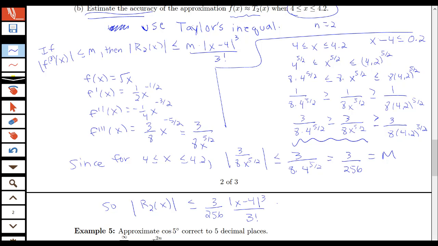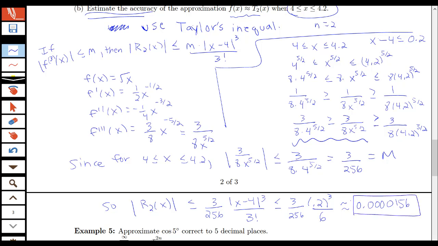Okay, so we can say that our bound here is less than or equal to 3 over 256 times 0.2 cubed. If x is less than 4.2, x minus 4 is less than 0.2, so x minus 4 cubed is less than 0.2 cubed. And this is all over 3 factorial, or 6. Okay, so if I didn't have a calculator, I could just say this is my error bound, but if I would like to know a little bit more about what that equals, using a calculator, I realize that this is 0.0000, we got 4 zeros here, 156 is our error bound.